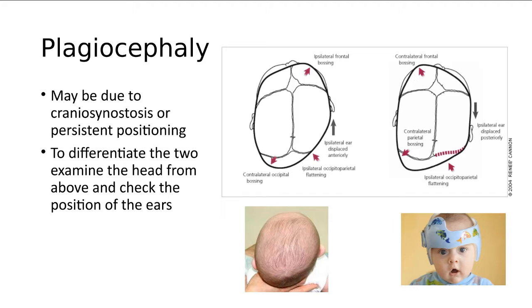These should be distinguished from one another because the plagiocephaly, due to prolonged fixed positioning, would likely resolve with time, whereas that due to craniosynostosis won't. And this picture at the bottom of a child with a little helmet on is an example of one of the methods used to treat positional plagiocephaly, where a helmet is worn and adjusted as a child grows, and induces pressure points along the head to mold the head into a more or less round or oval shape.